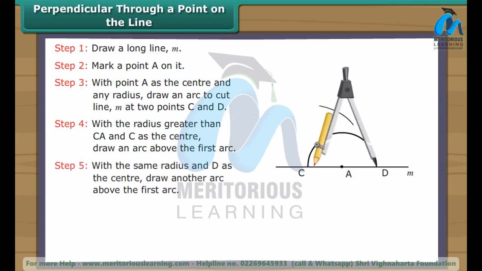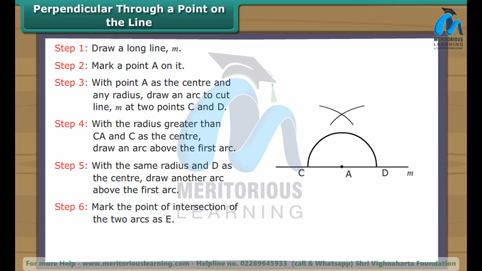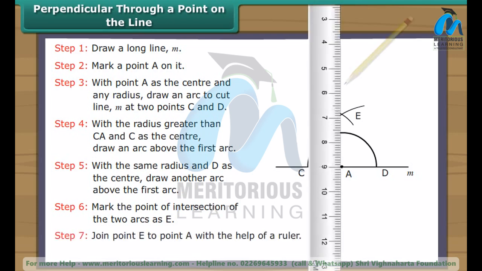With the same radius and D as the center, draw another arc above the first arc. Mark the point of intersection of the two arcs as E. Join point E to point A with the help of a ruler.